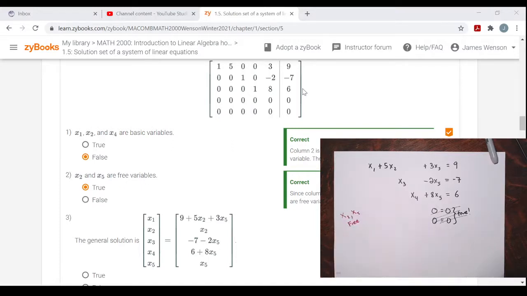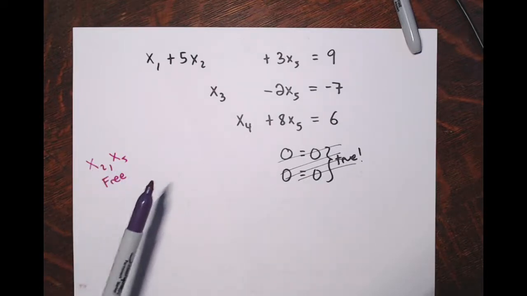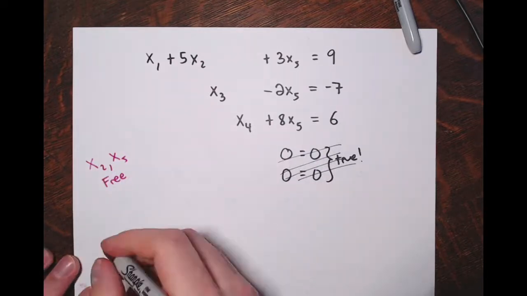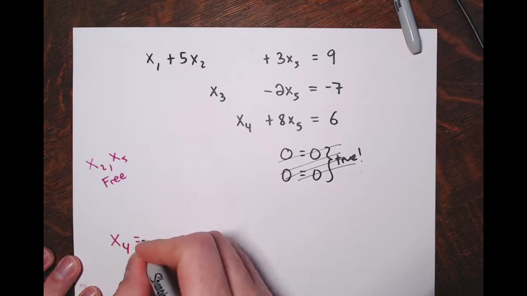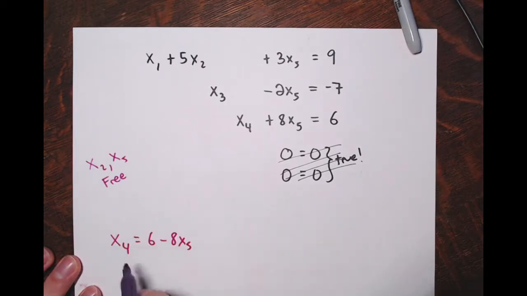x2 and x5 are the free variables. All right, I'm going to make this a little bigger so you can see more of what I'm writing. I'm going to get the basic variables in terms of these two. I want the basic variables x1, x3, and x4 in terms of these. Well, if you solve this last equation, x4 would be equal to 6 minus 8x5. There's a basic variable in terms of the free variables.